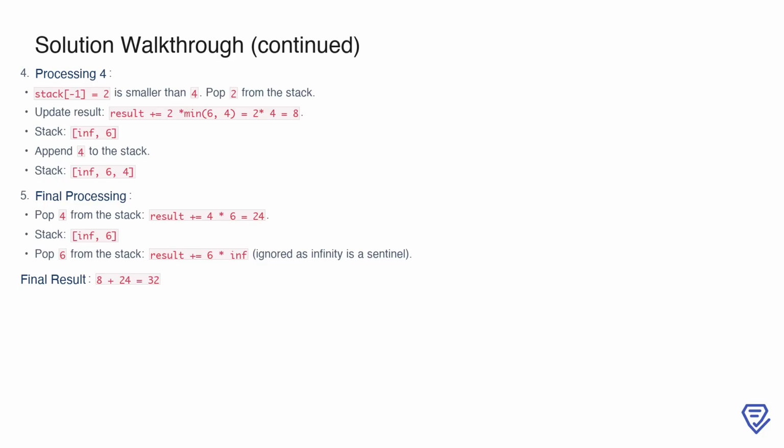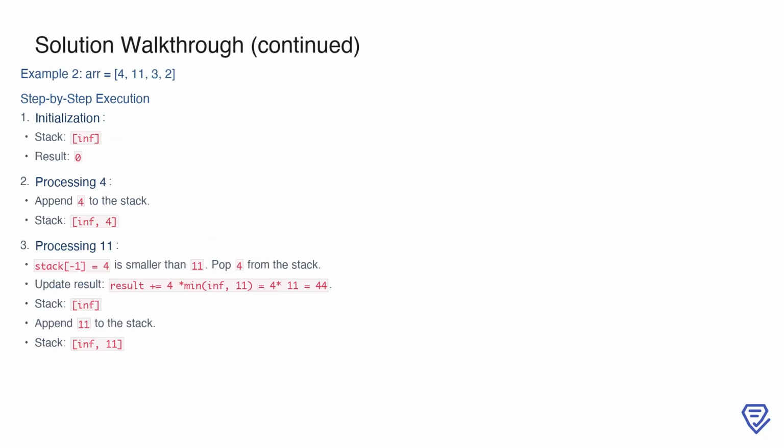In the final processing step, we pop 4 and calculate 4 times 6, which adds 24 to the result. The stack reduces to INF, 6. Finally, we pop 6, but since we multiply it by infinity, this step is ignored due to the sentinel. The total result is 8 plus 24 equals 32.